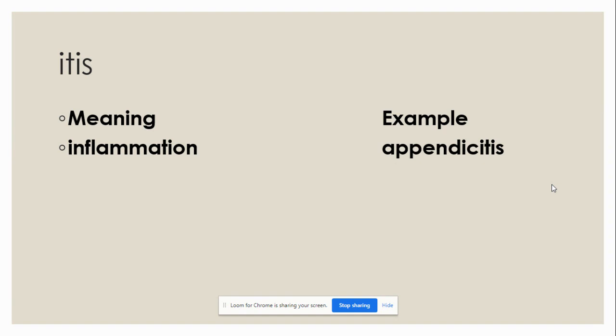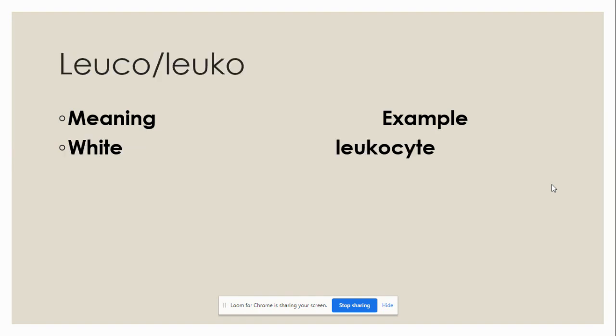Itis means inflammation. So appendicitis means it's an inflammation of your appendix. Also, like arthritis would be an inflammation of your joints. Leuco can be spelled 2 different ways, either with a C or a K. Both are correct. It means white, so it actually stands for a color. So a leukocyte is a white cell.